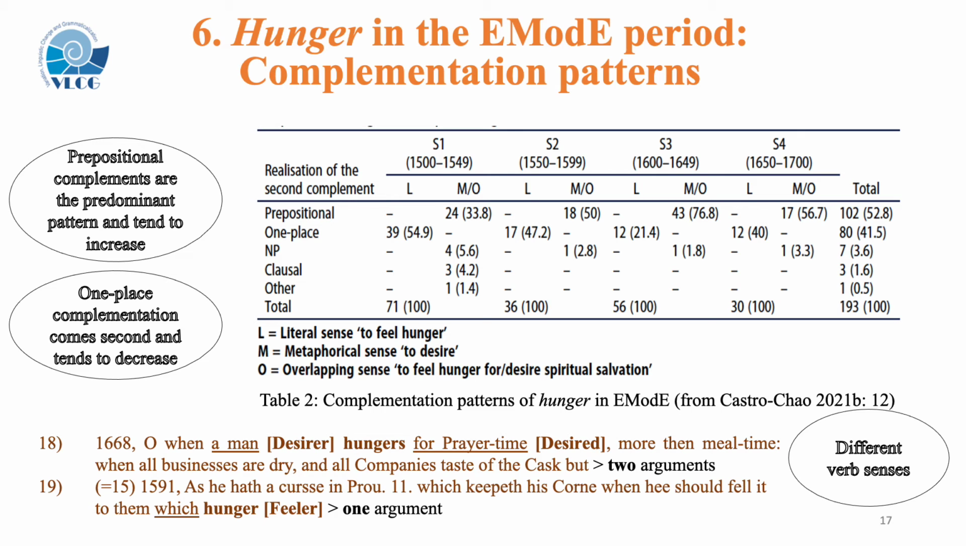From a semantic perspective, whereas prepositional complements correlate with the metaphorical or overlapping senses, as illustrated in 18, one-place complementation correlates with the literal sense, as shown in 19. This follows from differences in the number of profile arguments by each of the verb's senses.